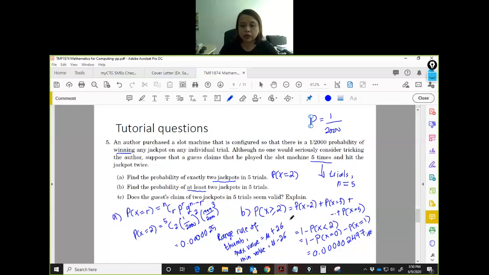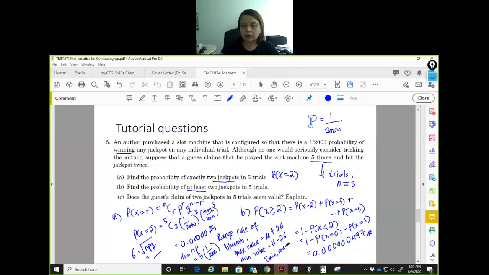So you have to find what is mu. So mu for this case will be n times p, very easy to find. So n is 5, and p is 1 over 2000. So try to calculate this and then try to find what is your sigma. So sigma here will be square root of n p q. So we already know what is n, also we know what is p, what is q. So try to find this, plug it into this equation, and then try to set up your min and also max.